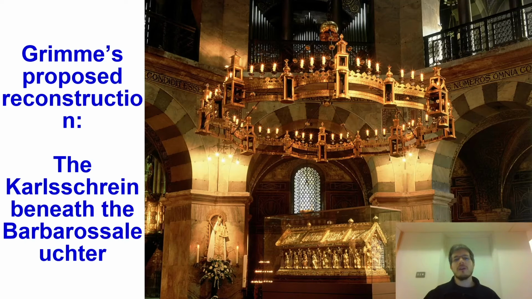Now, a great scholar, Ernst Günther Grimme, proposed this reconstruction: that the Karlshrine, a reliquary shrine that bore the body of Charlemagne, now a saint, was put beneath the Barbarossa chandelier in 1215, so as to show that Charlemagne had become holy and he was entering heaven.